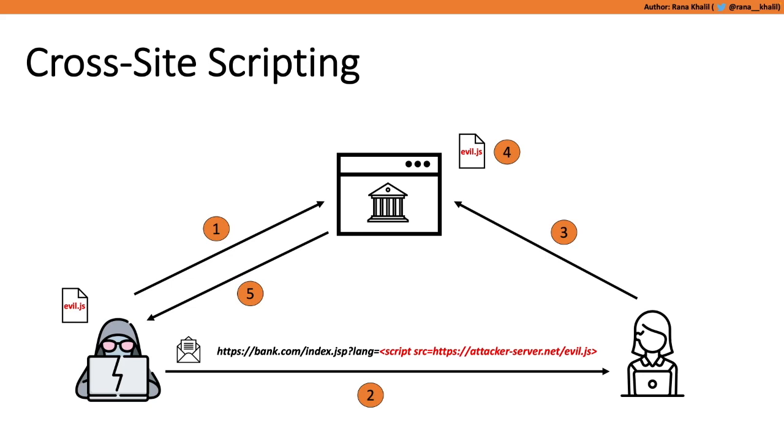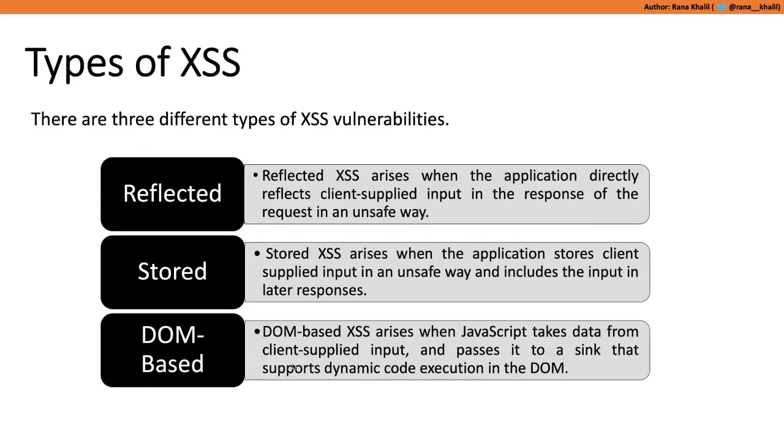All right, hopefully we now have a proper understanding of how cross-site scripting vulnerabilities work. Let's move on to discuss the different types of cross-site scripting. There are three different types of cross-site scripting vulnerabilities. The first one is reflected XSS. The example that we saw was a type of reflected cross-site scripting vulnerability because the user's input was directly reflected back in the response of the request. Now, there are two other types of cross-site scripting vulnerabilities. The first one is stored XSS, and the second one is DOM-based XSS.